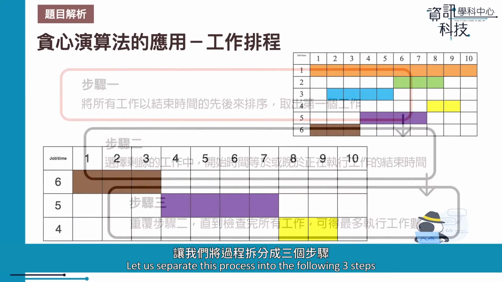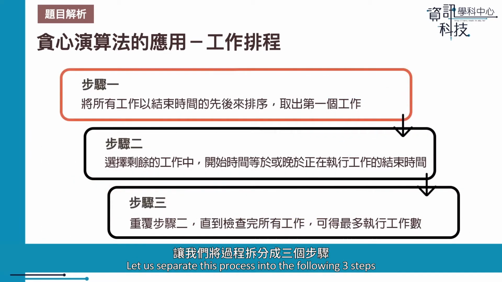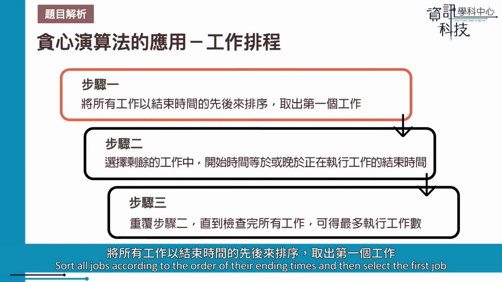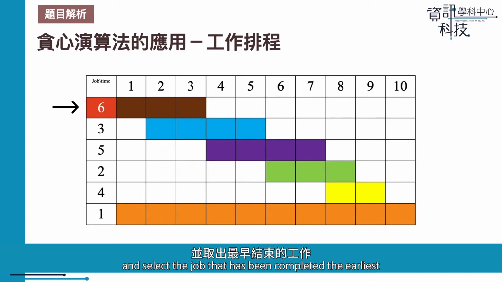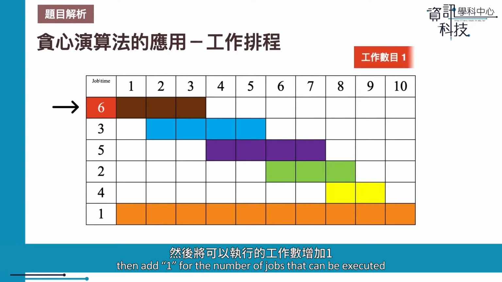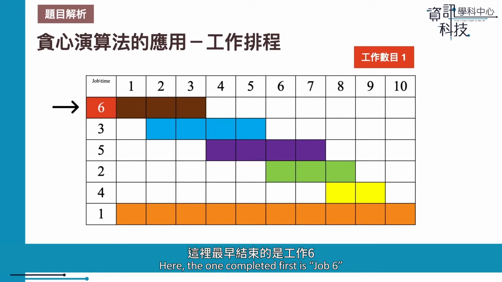Let us separate this process into the following 3 steps. Step 1. Sort all jobs according to the order of their ending times, and then select the first job. First, sort the n number of jobs according to the order of their ending times, and select the job that has been completed the earliest. Then add 1 for the number of jobs that can be executed. Here, the one completed first is job 6, and the current number of jobs is indicated as 1.